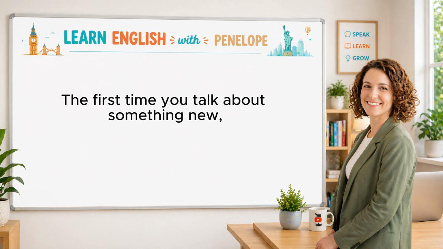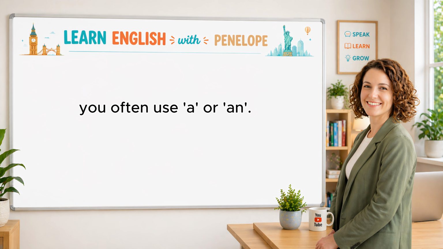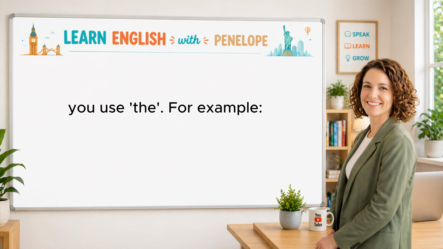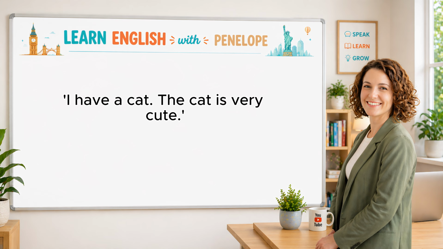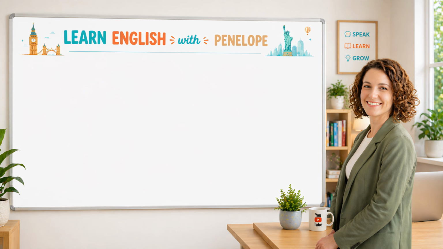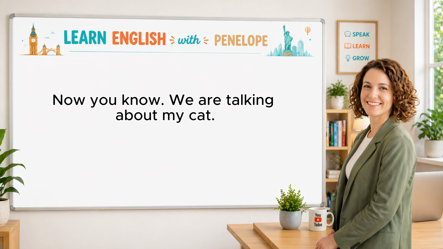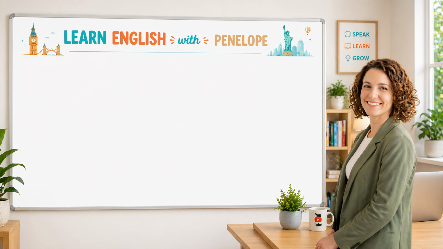The second situation is when we mention something for the second time. The first time you talk about something new, you often use a or an. But the second time and every time after, you use the. For example, I have a cat. The cat is very cute. The first time I said a cat, you did not know which cat, but the second time I said the cat. Now you know, we are talking about my cat, the same cat I just mentioned.